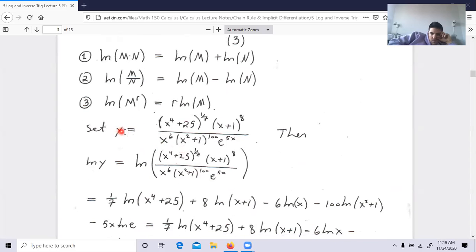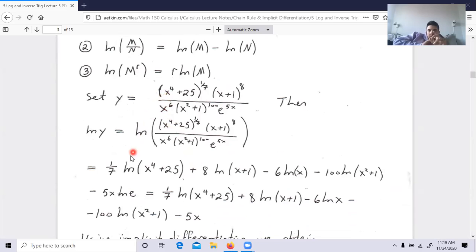I can set y equal to that expression. I want to find dy dx, yes? But it's much nicer for me to find the derivative of ln of y. Because look at it, I'm going to take the logarithm ln of y on both sides. Why? Because I want to exploit that there are lots of products and multiplications to simplify everything, right? I apply the logarithm, and what do I get? I get 1 over 7 logarithm of x to the 4 plus 25 plus 8 logarithm of x plus 1. Do you see what happened here? This is the logarithm of the numerator where I drop the power and multiplication becomes addition. Can you see that, or do I need to show you slower?